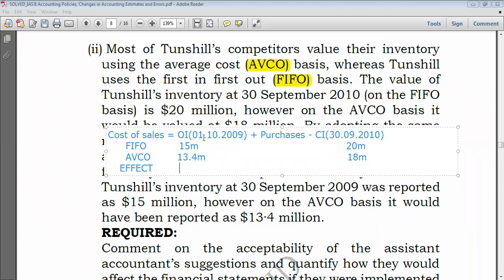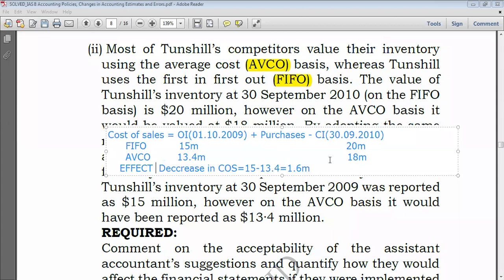Now listen. This is under FIFO. This was 15 million, but under AVCO, it would have been 13.4. So actually cost of sales would have gone down, right? This would have led to the decrease in cost of sales. What would have been the decrease in cost of sales? It would have been 15 million minus 13.4, right? 15 million minus 13.4, ending up with 1.6 million, just like this, right? Yeah, just like this. But also let's proceed here and see what we have to do.